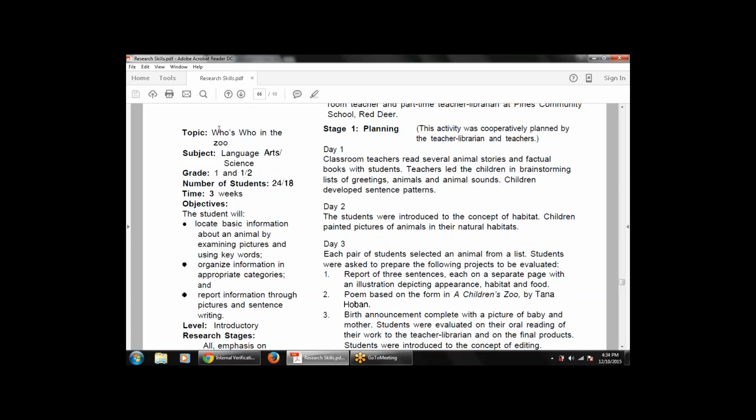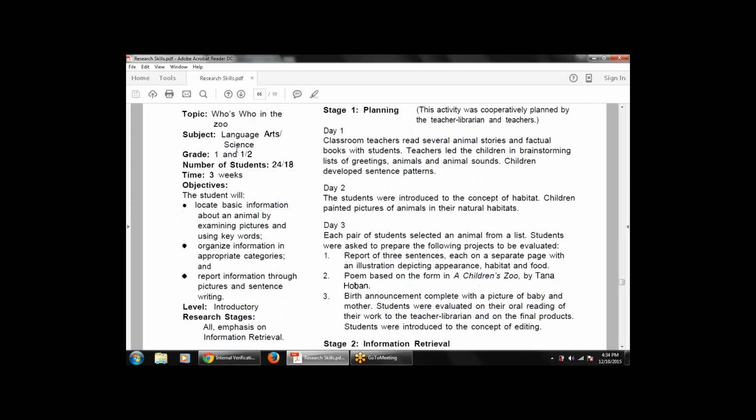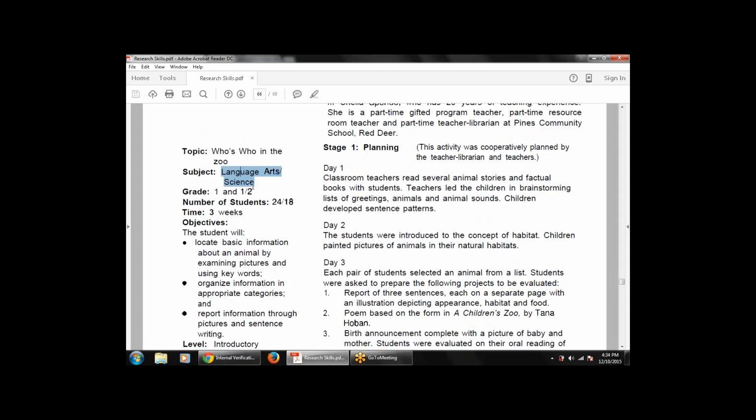This is the subtopic: who is in the zoo. Then the subject is language arts and science. The grade is 1 and 1.5. The number of students is 24 by 18. Then the time is 3 weeks.